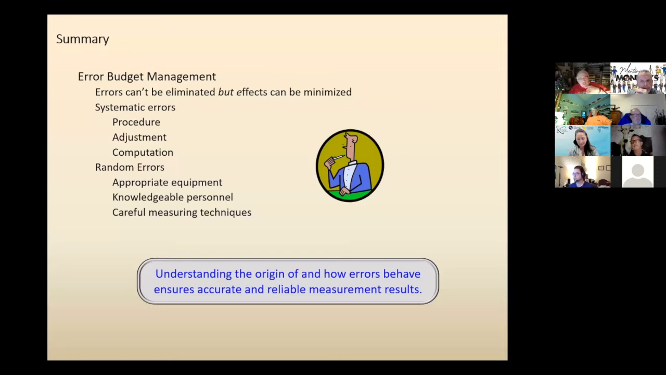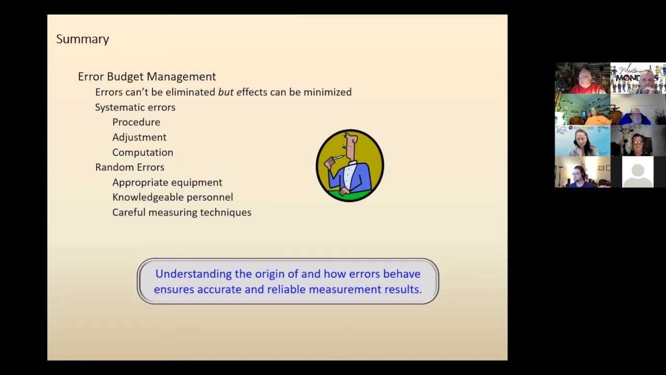We can eliminate mistakes, remember, by repeating measurements and finding where we're outside of a range or a tolerance. Systematic errors, we saw that we use procedure, adjustment, computation, or a combination to compensate for that. But once we eliminate all that, what we have left are random errors. The way to minimize random errors is to use the appropriate equipment with knowledgeable personnel and careful measuring techniques.